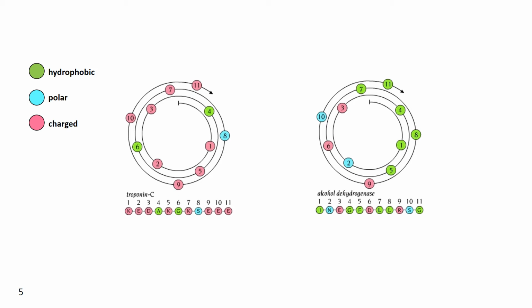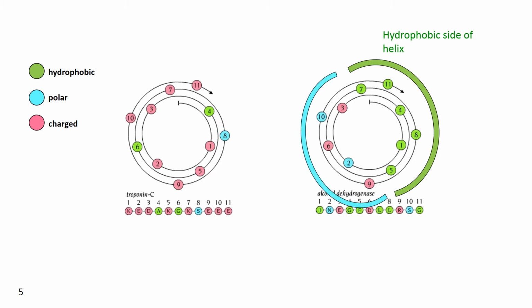However, when we place each of those amino acids on the helix wheel projection, and they are now ordered as they would be in an alpha helix, we can see that the first, fourth, fifth, seventh, eighth, 11th amino acids within the alcohol dehydrogenase protein are aligned on a single side of the alpha helix. So there is a hydrophobic side of that alpha helix. The other side of the alpha helix is at the very least polar, and a few of the amino acids on that left side of the alpha helix are actually charged.